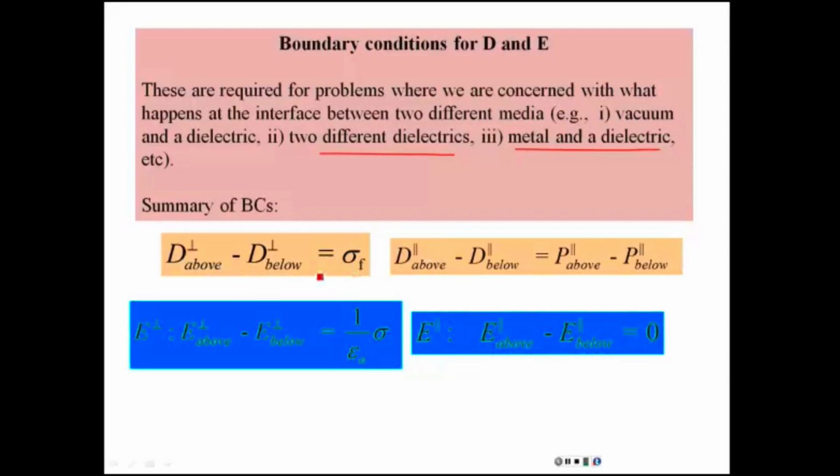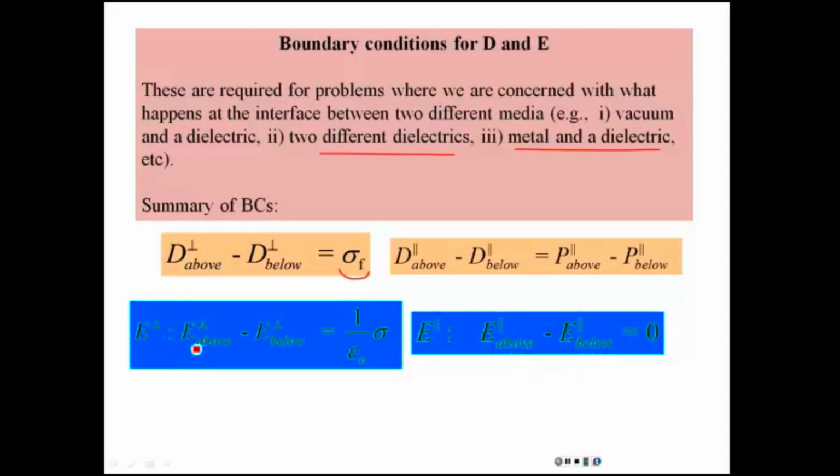If we look at this one here, notice that it only depends on the free charge. It does not depend on the bound charge. So the discontinuity between D perpendicular or normal is related to the free charge density. The discontinuity between the parallel component at the interface is related to the change in the parallel component of the polarization. The E-field boundary conditions look exactly the same as what we had before.